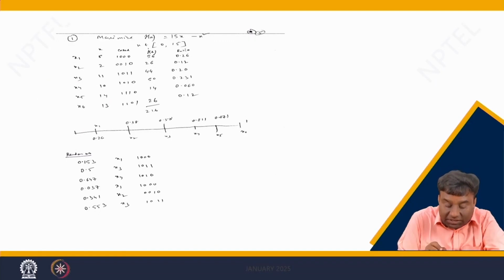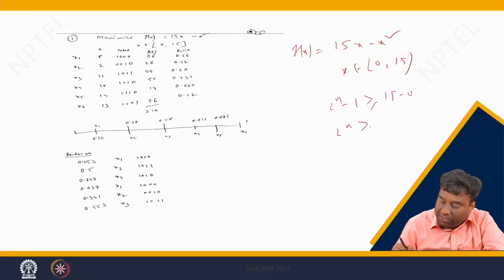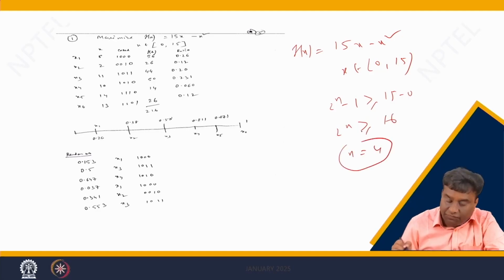So here the question is to maximize fx equal to 15x minus x square, where x belongs to 0 to 15. How many bits are required? 2 to the power n minus 1 is greater than or equal to 15 minus 0, so 2 to the power n is greater than or equal to 16. So n equals 4. So we need 4 bits.